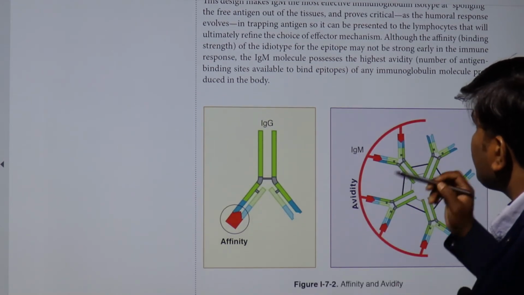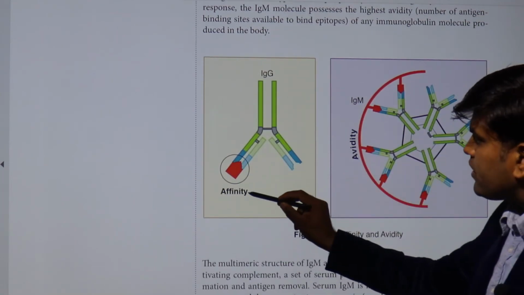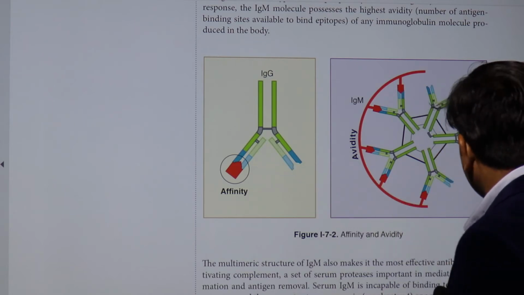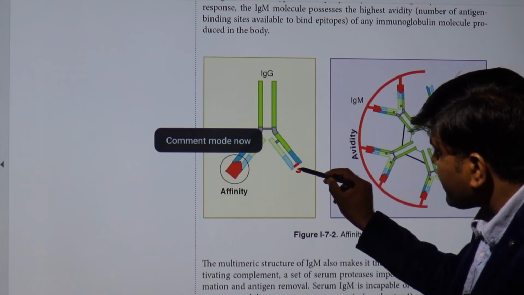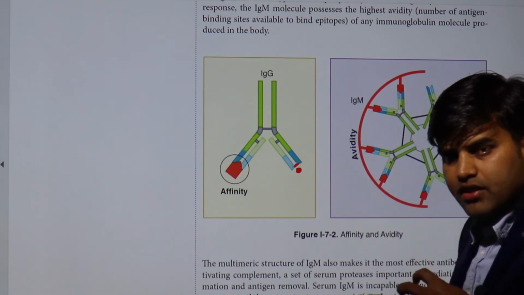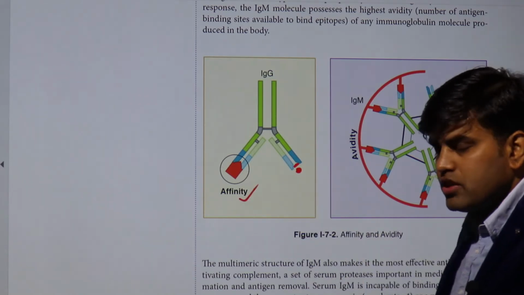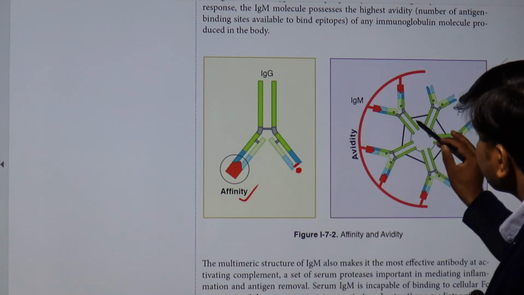Now we need to understand about this affinity and avidity. Talking about affinity, it means the capacity of binding of this variable region towards the antigen, the force of attraction. It is more in the case of immunoglobulin G, that is, binding towards the antigen is more in immunoglobulin G in comparison to immunoglobulin M.